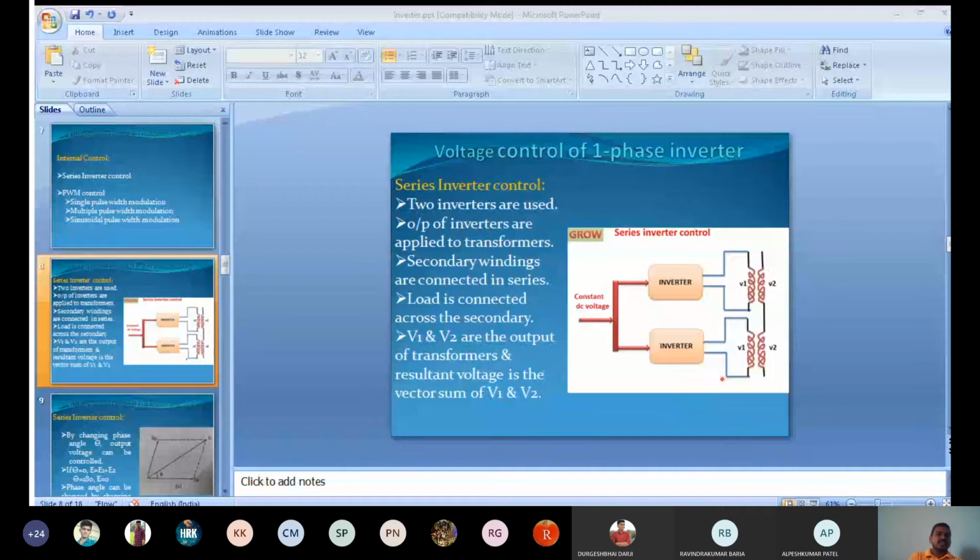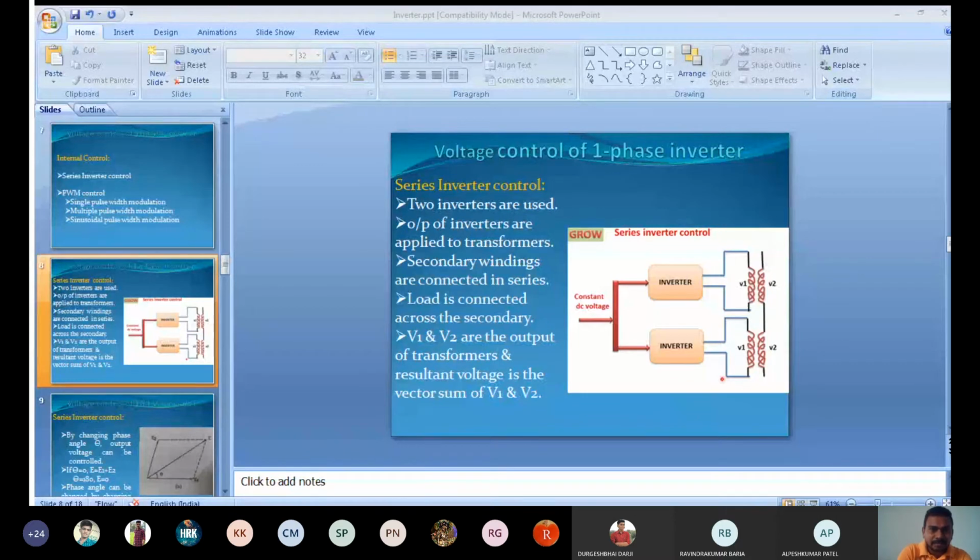Now how can we generate more than one pulse? Look at this waveform. This horizontal line represents the reference signal. This triangular wave is the carrier wave signal. This carrier wave signal is compared with the reference signal. The pulse is generated when the carrier signal becomes equal to or lesser than the reference signal.